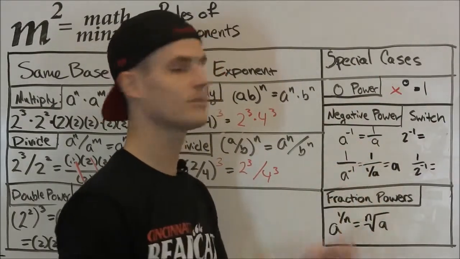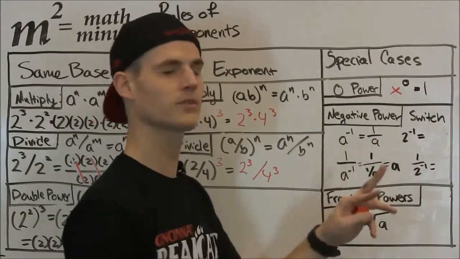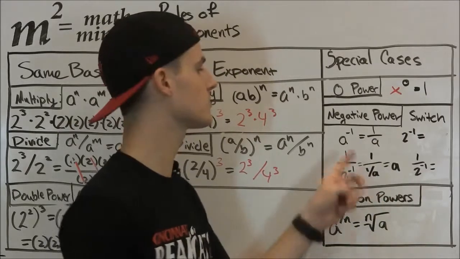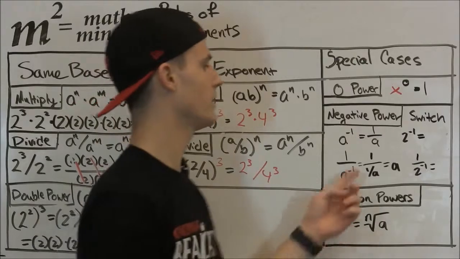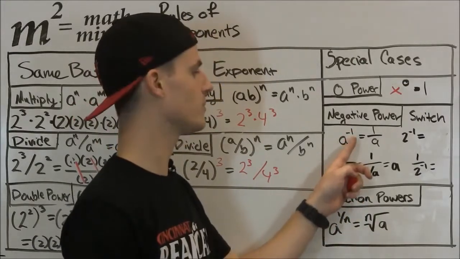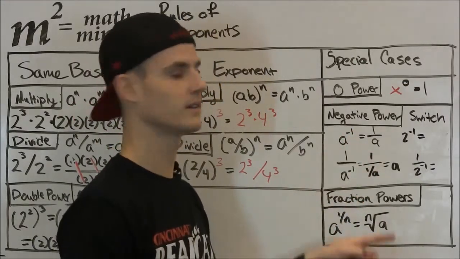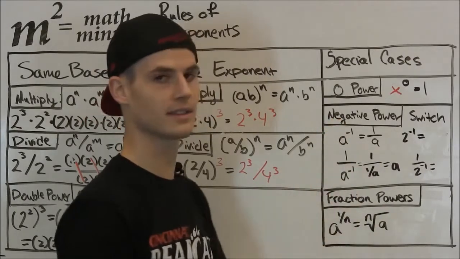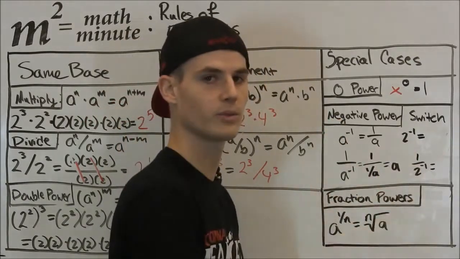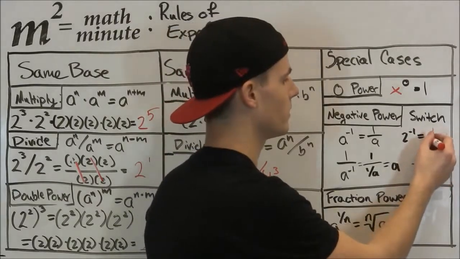Now if we have a negative power, what we're going to do is switch from the numerator to the denominator. And this is really important because you'll start to see this in some of the different ideas in math. If we have anything to the negative power, we're going to switch it to the denominator. This is in the numerator. We're going to switch it to the denominator. So if we have 2 to the negative 1 power, that is 1 over 2.